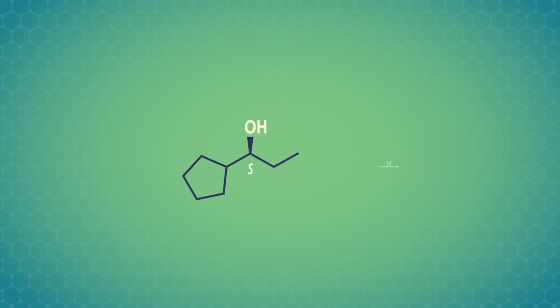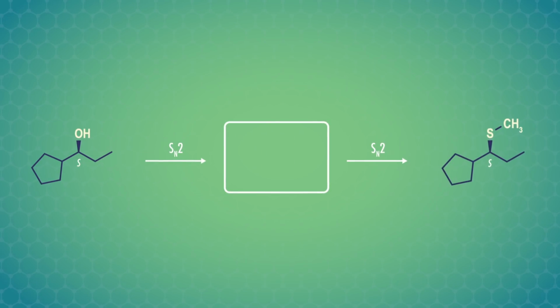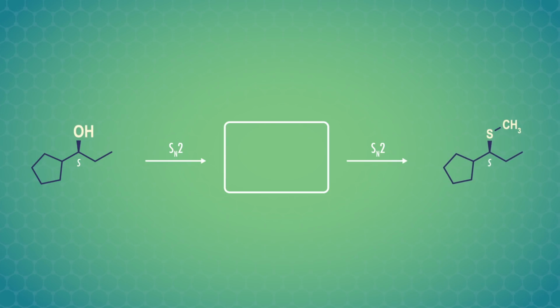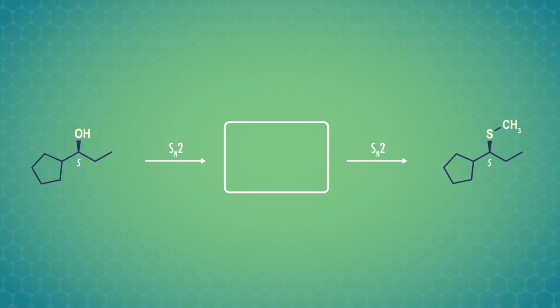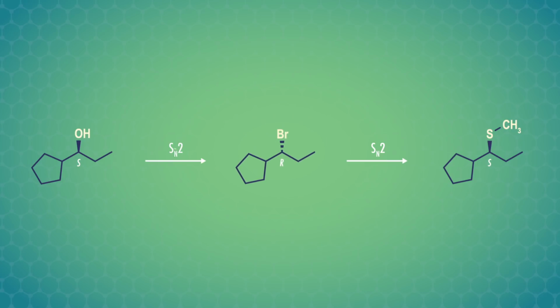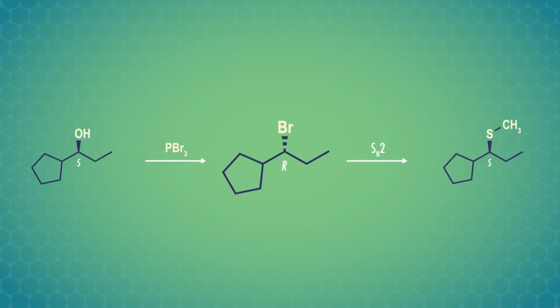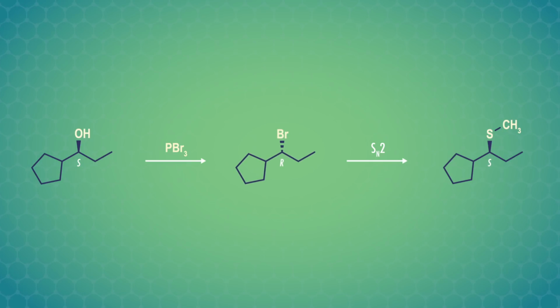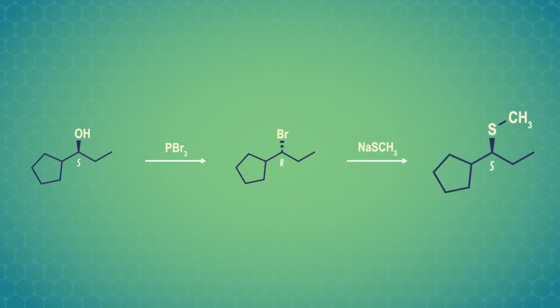If we perform 2 sequential SN2 reactions, we'll invert the stereochemistry twice and end up with the S enantiomer product we want. We still need to make the alcohol a better leaving group, and we've learned a couple halide-forming reactions that invert the stereochemistry of an alcohol, like bromide formation using phosphorus tribromide. Now we've got a good leaving group and inverted stereochemistry, so our second SN2 reaction with the sulfur nucleophile inverts it again and gives us the S enantiomer product.